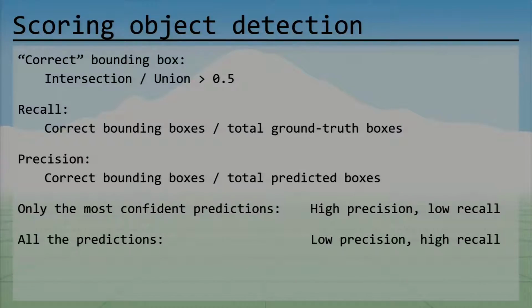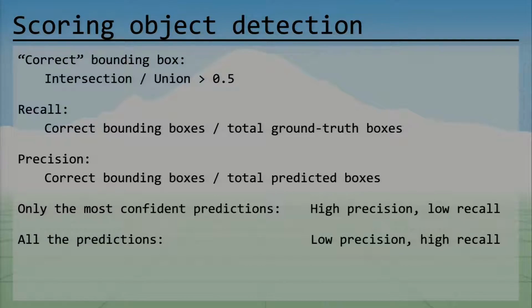Cool, so the next thing we have to do is figure out how well we classified all of these different bounding boxes that we've predicted. And to do that, we're going to use these two measures, recall and precision. And recall is, say you've predicted a bunch of bounding boxes.